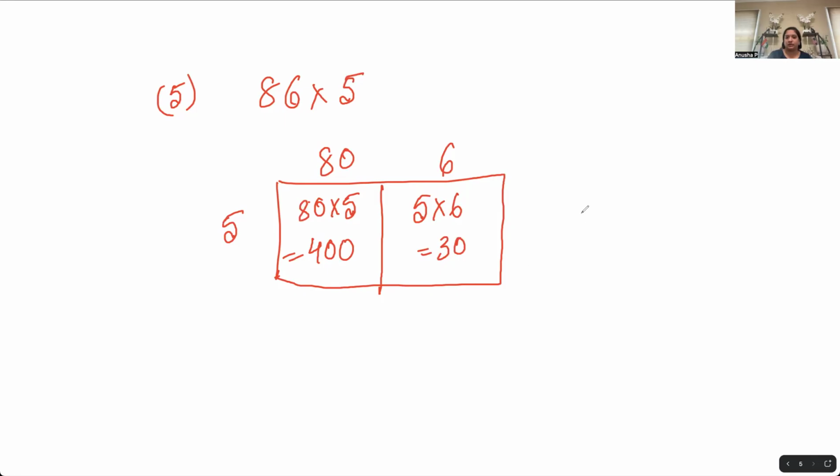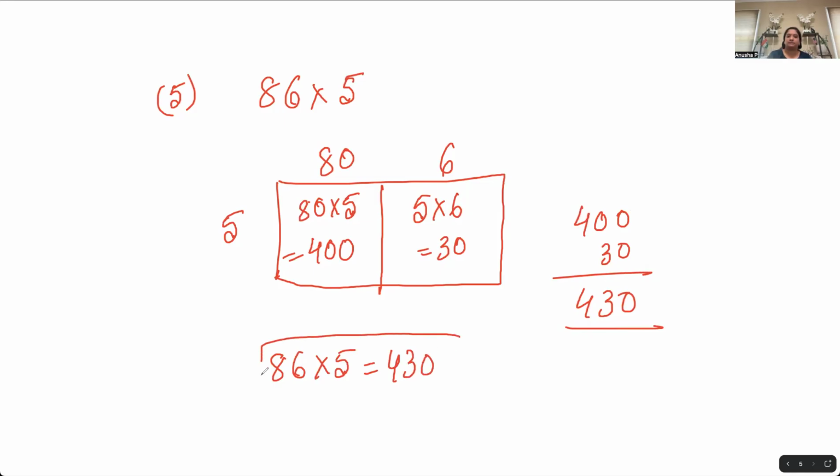You will add those two numbers now. 400 plus 30 is 430. 86 times 5 is equal to 430. I hope I gave you a clear idea about multiplying a one-digit number by a two-digit number.